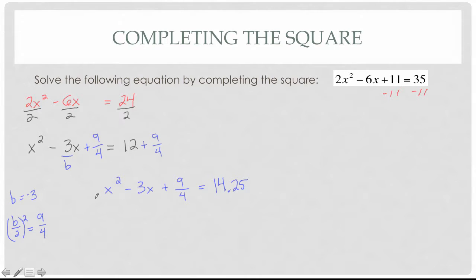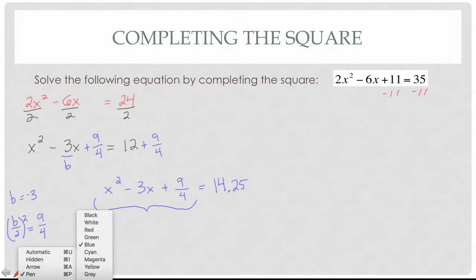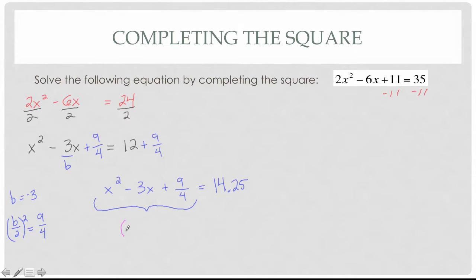Now let's look at what I have on the left side here. This can all be factored. Because I added half of b squared, it factors down into, let's see, x minus 3/2 times another x minus 3/2. If you don't believe me, this is where you can check it out, but multiply it back together.